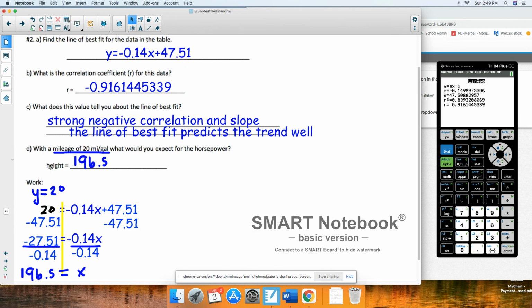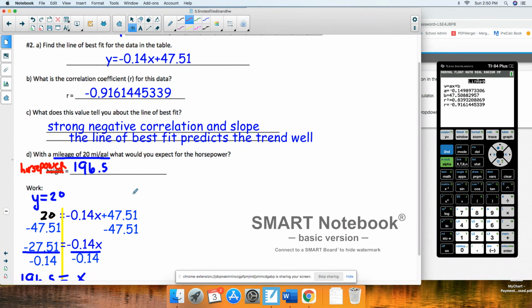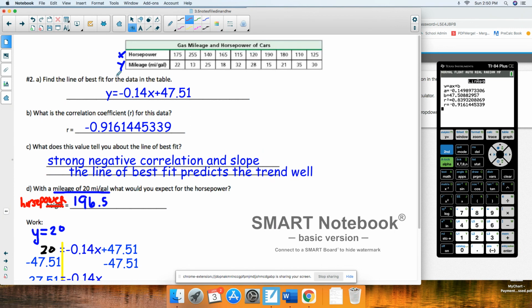All right. Oh, and this says height because of the last problem, so I'm sorry. There we go. Okay. It's just because I copied and pasted the parts A through D. All right, so that's the idea of how that works.